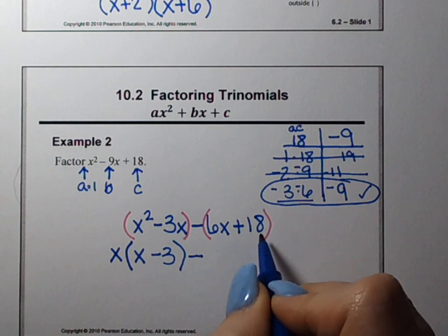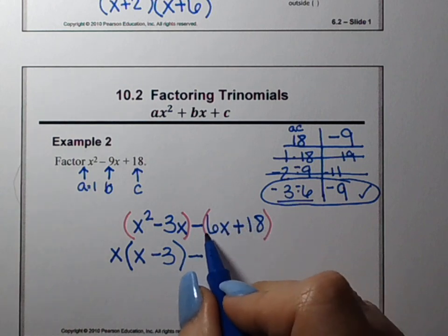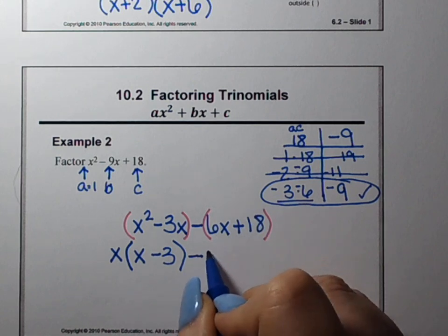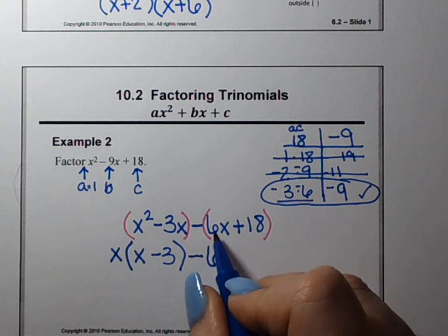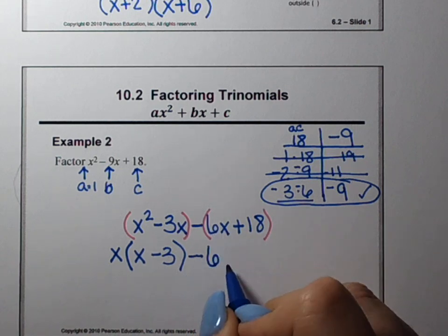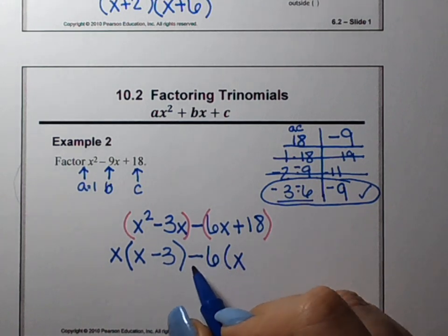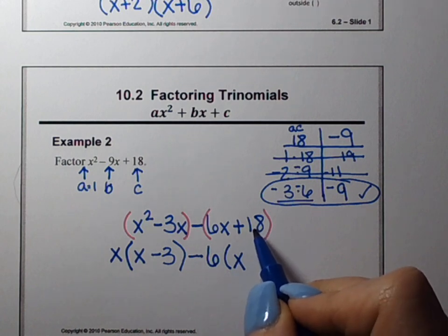So in this case, they don't share a variable, so I'm only going to be factoring out the greatest common factor as far as the number is concerned. So our greatest common factor is going to be a 6. So -6 times what gives me a -6x? Well, just -6 times x. And then what times -6 will give me 18, a positive 18.